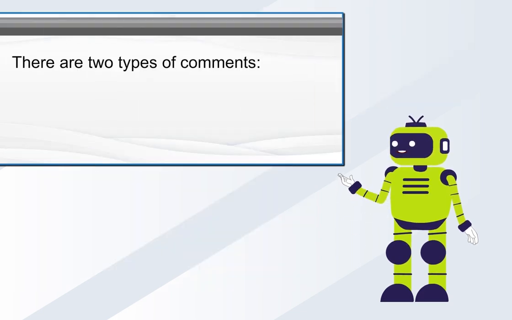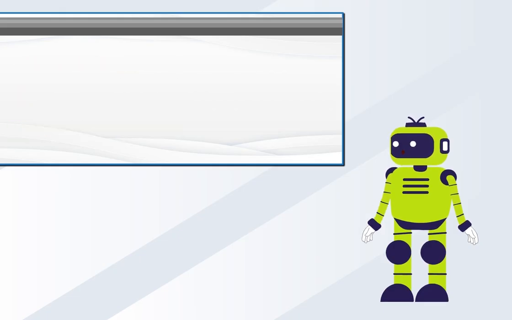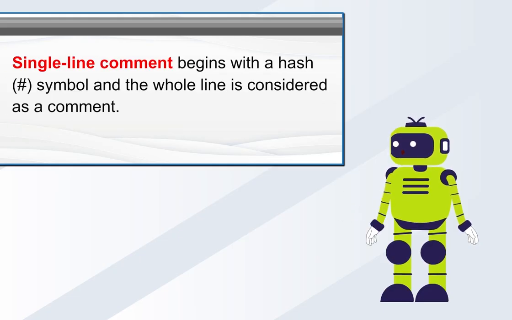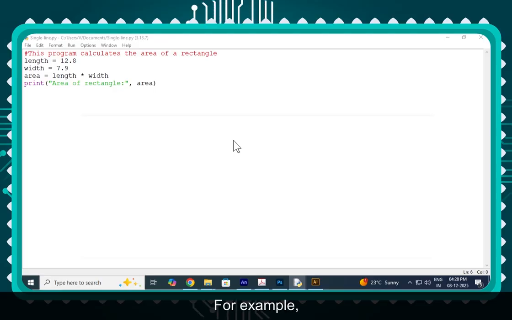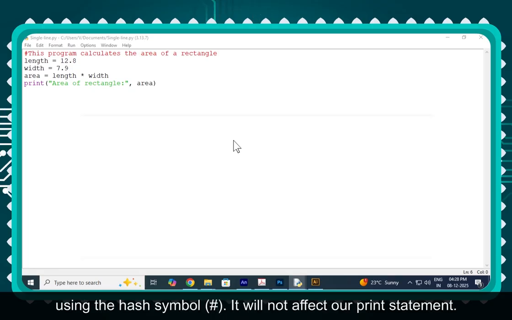There are two types of comments: single line comment, multi-line comment. Single line comment begins with a hash symbol and the whole line is considered as a comment. For example, here we have written comment over the print statement using the hash symbol. It will not affect our print statement.